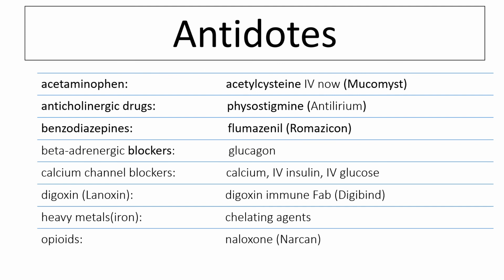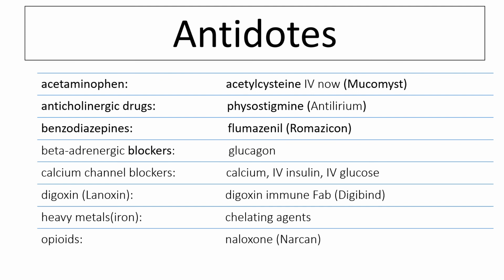Okay. Beta adrenergic blockers, if there's been an overdose on those, we can use a drug called glucagon that can reverse the effects of a beta adrenergic blocker. Calcium channel blocker toxicity has a lot of potential. These are more treatments than antidotes, but we can give calcium. Since the calcium channel is blocked, we can give more calcium to try and get some through.